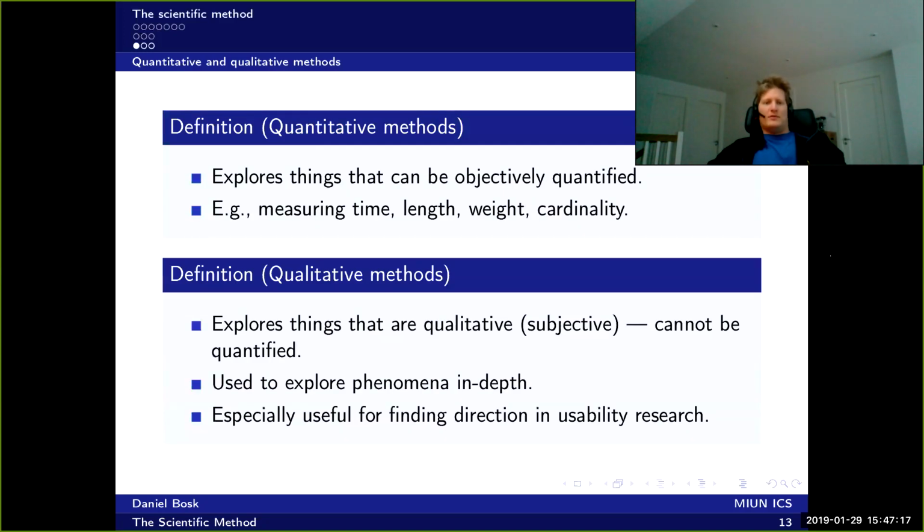So the last part we're going to talk about is quantitative and qualitative methods. Quantitative methods explore things that can be objectively quantified. So for instance, measuring time, length, weight, cardinality, and things like that. Or depending on the definition of security, we might be able to measure security quantitatively too.